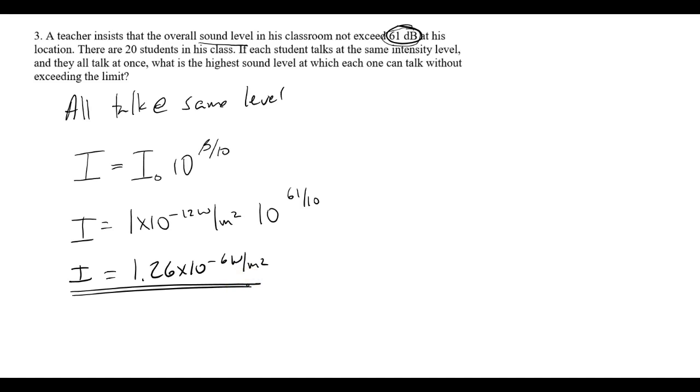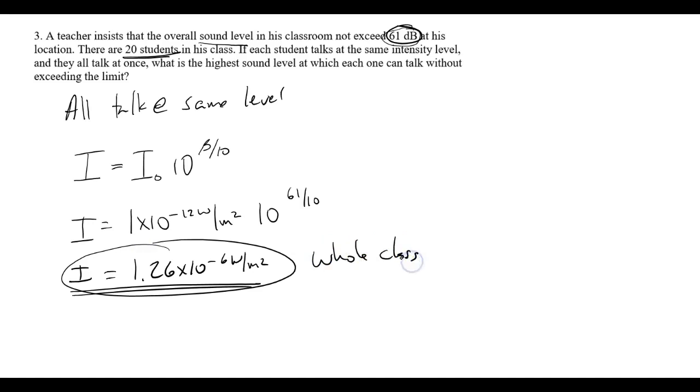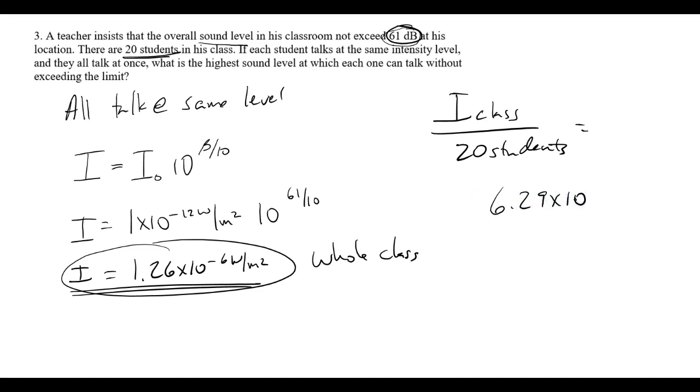Okay? Now, if we are going to assume that there are 20 students in this class and each can talk with the same intensity, how do I find the intensity of each individual student? This is as a whole class. How do I find it for one individual student? What I can do is take the intensity of the class and divide by 20 students. This would give me the intensity of one student. So I'm going to divide that by 20, and I get 6.29 times 10 to the negative 8th watts per meter squared.